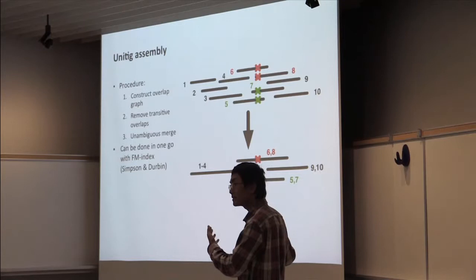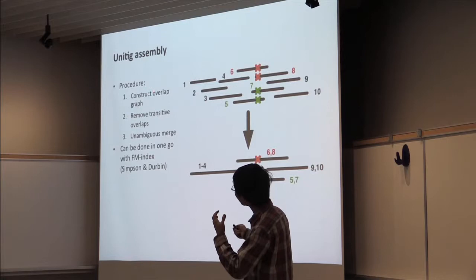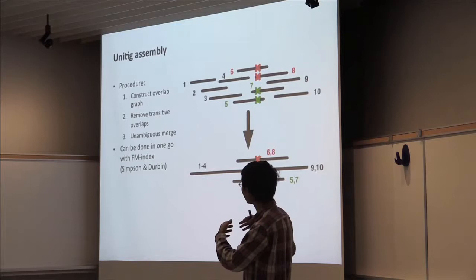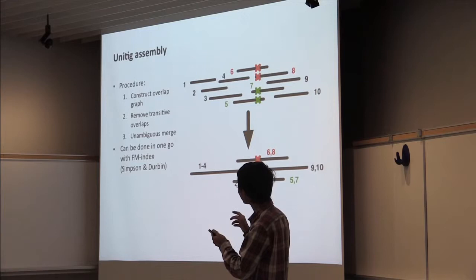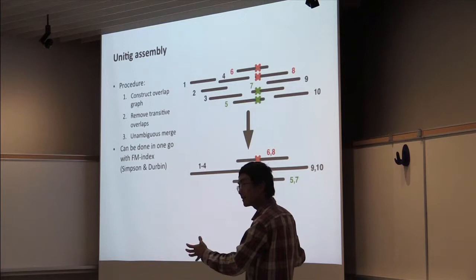in the reads. And this procedure follows three steps. As shown before, these are overlap construction, transitive reduction, and ambiguous merge. And Jared and Richard have this paper, which can do this in one go with FM-indexes. You can build this step from the reads, and then you can go immediately from this step to this step without adding an intermediate step. You don't really need to construct the graph.